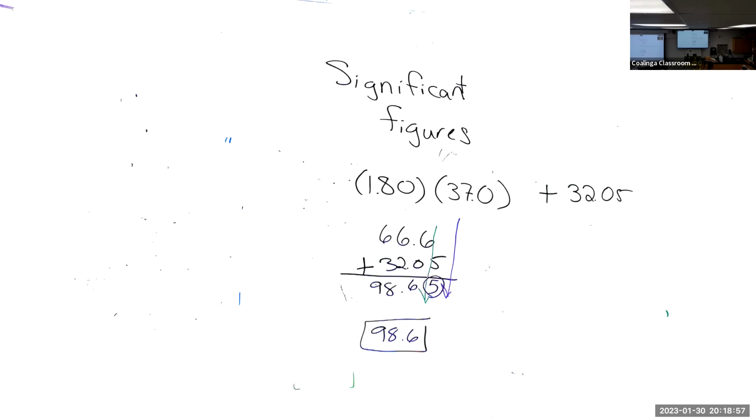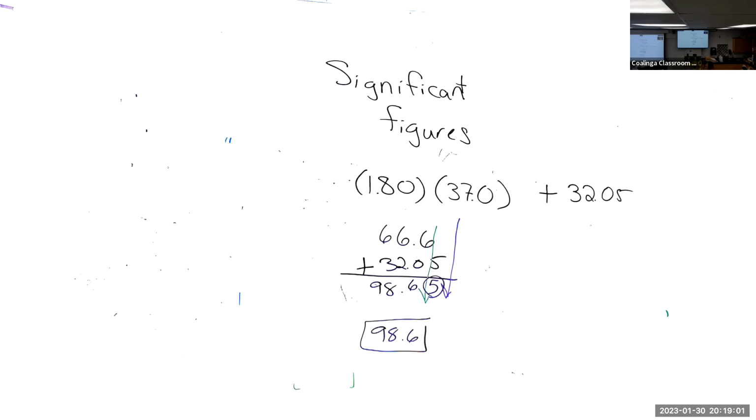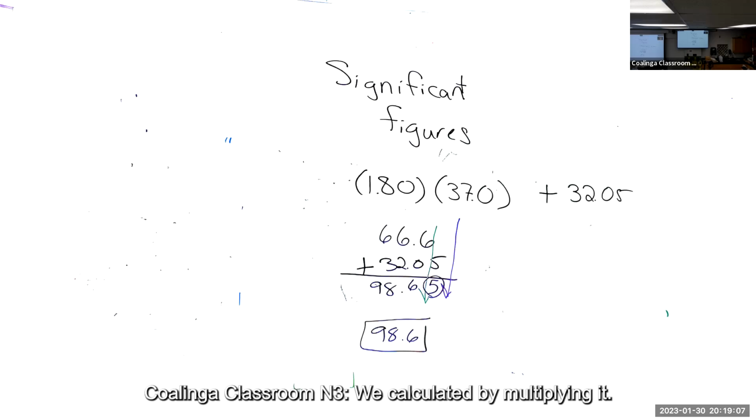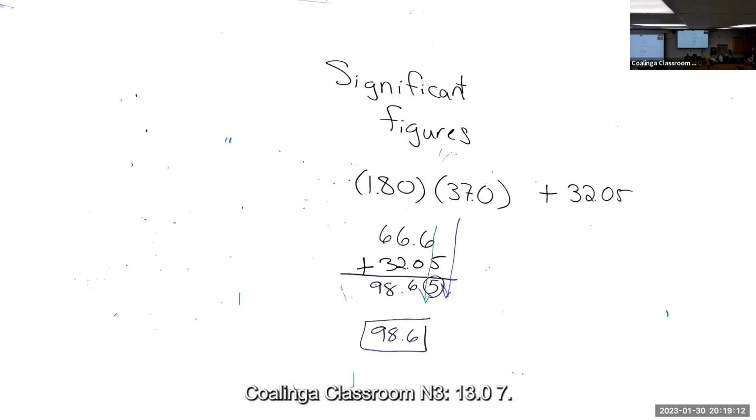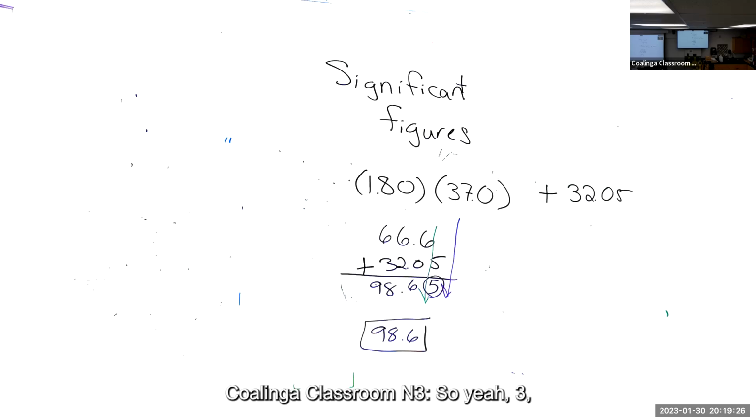Okay, so now we get some word problems. Don't love word problems. Okay, volume. The volume of a walnut can be calculated by multiplying its dimensions: 1.51 centimeters, 13.0 centimeters, and 20.11 centimeters. So what is going to be the number of significant figures that we should get for our answer? We should get 3.